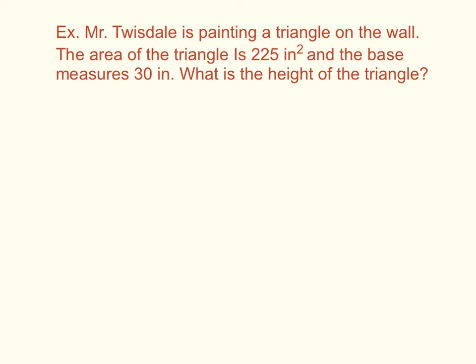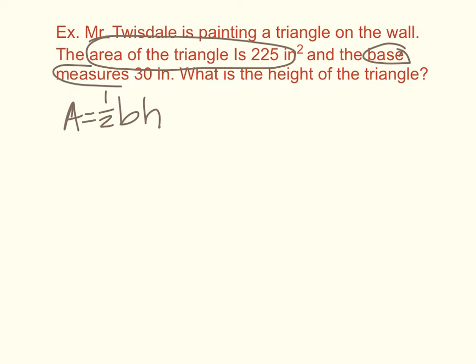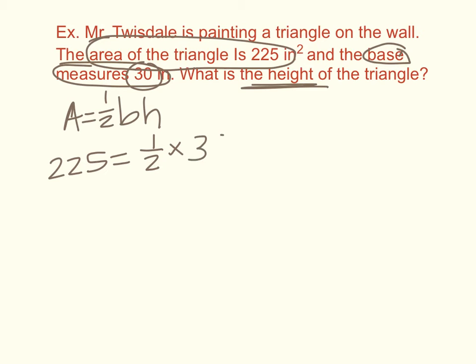So I want you to really break down this problem here. When we're looking for the area of a triangle, our formula is area equals 1/2 base times height. Now we were given the area. We were also given the base, but we don't know the height. So let's plug in those numbers. 225 is our area, equals 1/2 times our base, 30, times h, which we still don't know.